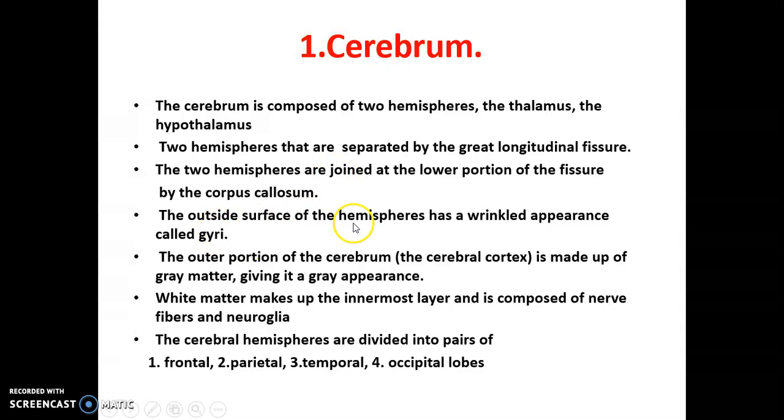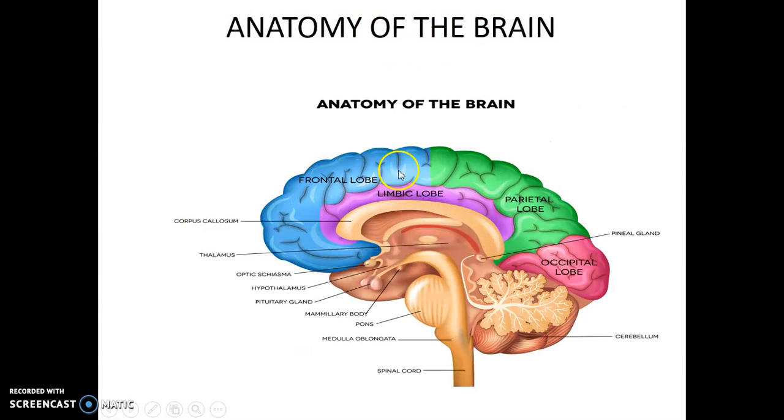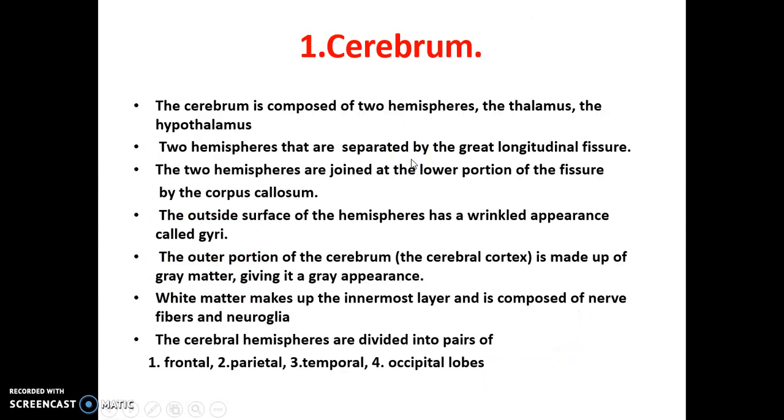The outside surface of the hemisphere has a wrinkled appearance called gyri. Here there is a wrinkled appearance. This will help increase the surface area of the hemisphere. The outer portion of the cerebrum is called the cerebral cortex, made up of gray matter, giving a gray appearance.